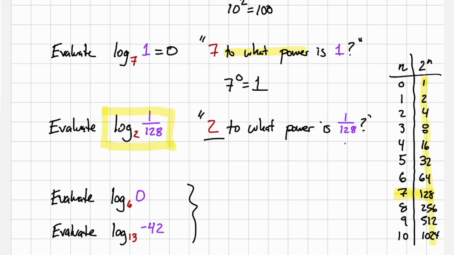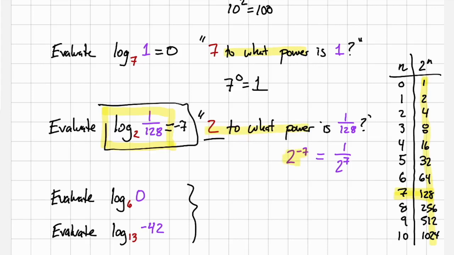So 1 over 128th is 1 over 2 to the 7th, and we know that 1 over 2 to the 7th is 2 to the negative 7. So when we need to figure out 2 to what power is 2 to the negative 7, log base 2 of 1 over 128 is equal to negative 7.